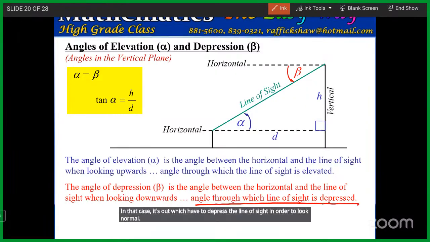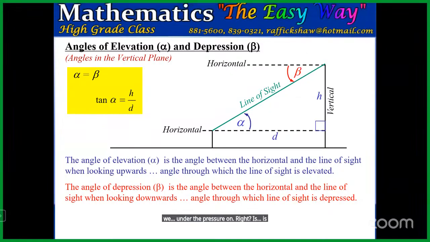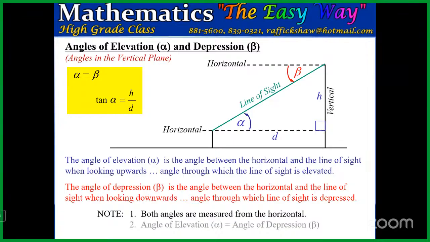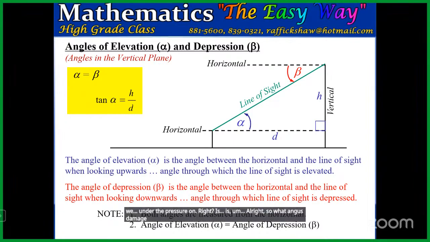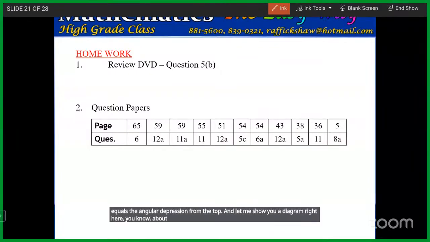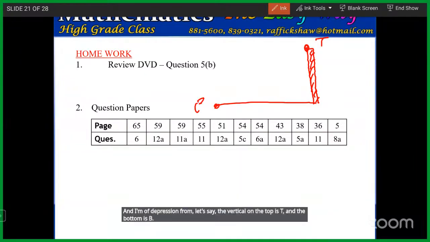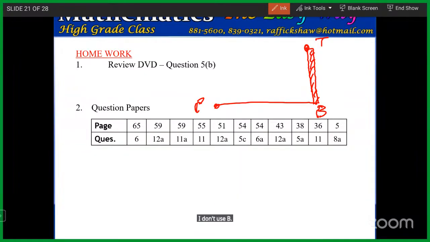Now, one common mistake with the angle of depression is that both angles are measured from horizontal, and the angle of elevation from the bottom equals the angle of depression from the top. So let me show you a little diagram right here now about angle of depression, a common mistake that people have. So let's say that's a vertical tower, and the top is T and down here is B, and there's a point P out here.